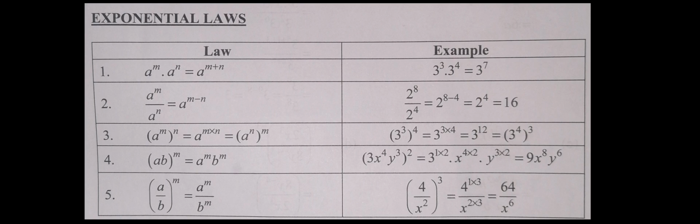If you check this example, law number 3, a to the power m inside the brackets raised to the power n outside of the brackets is equal to a to the power m times n. Now this can be represented as a to the power mn mathematically.